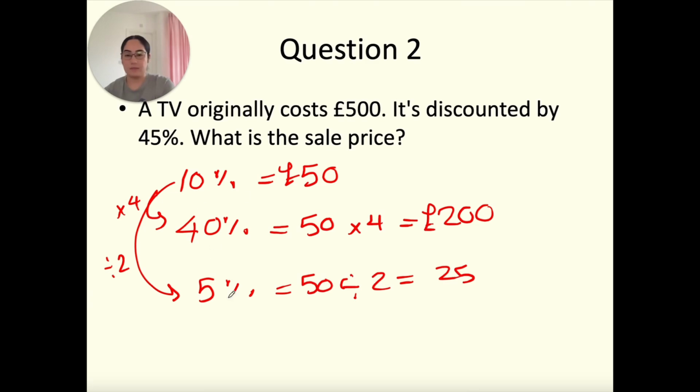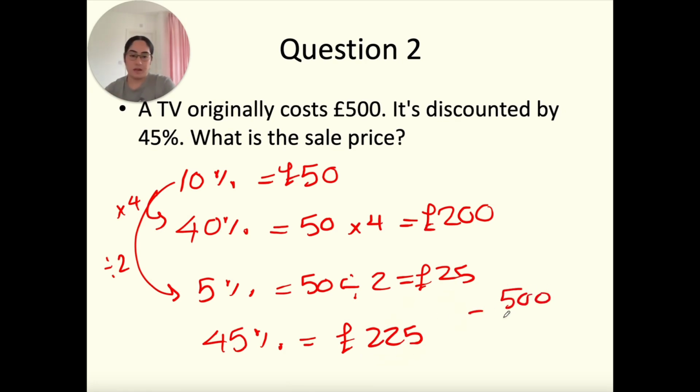So to find 45%, we're going to add the 40% and the 5%, and we're going to do the same thing with the money values. 200 plus £25, it's £225. So that's how much discount is given.